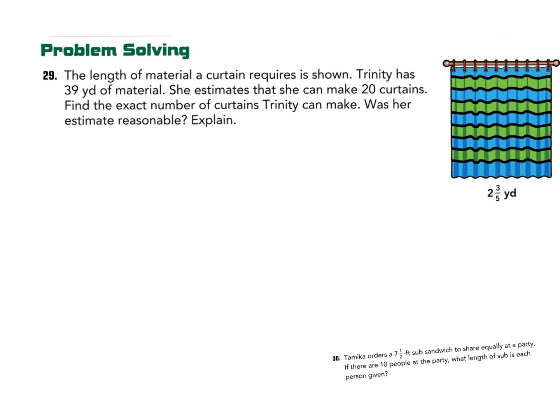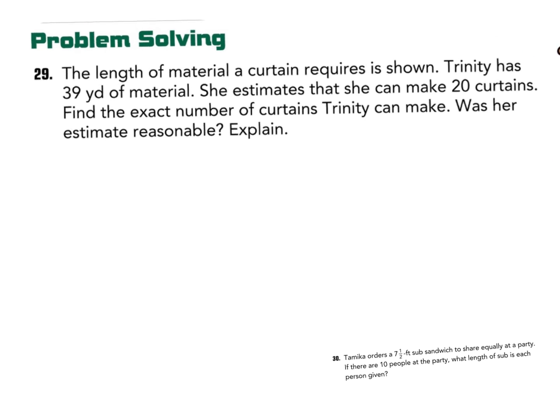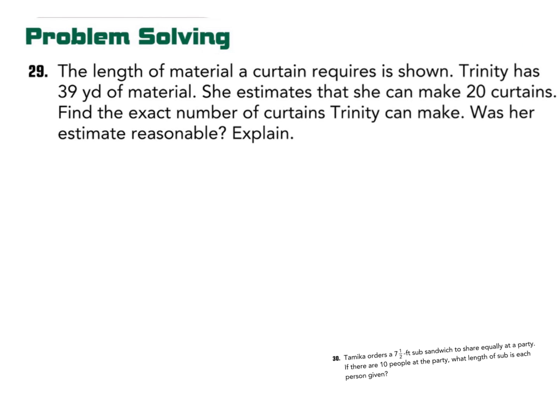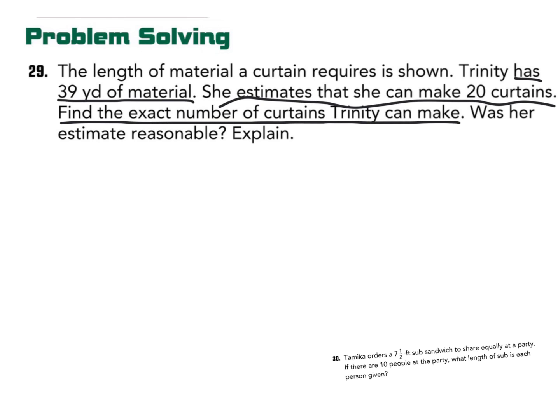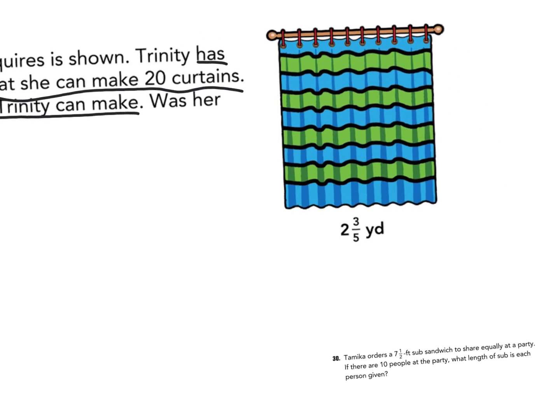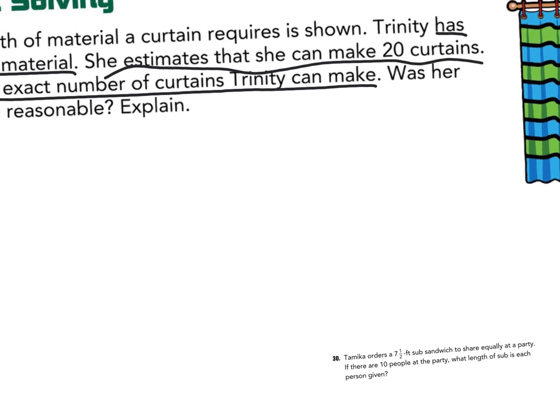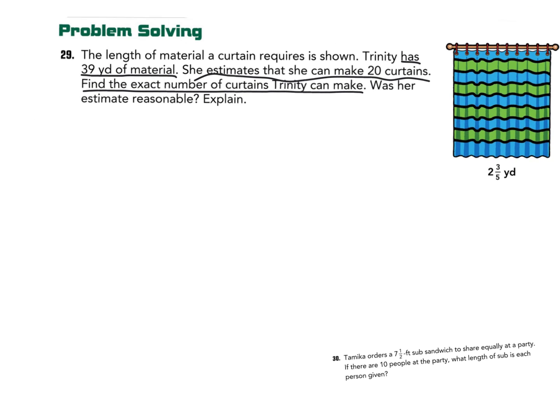Number 29, the length of material a curtain requires is shown. Trinity has 39 yards of material. She estimates she can make 20 curtains. Find the exact number of curtains Trinity can make. Was her estimate reasonable? Okay, so if you look at the picture, each curtain requires 2 3/5 yards. So we have 39 yards of material. We're going to try to divide it up into 2 3/5 yard sections.